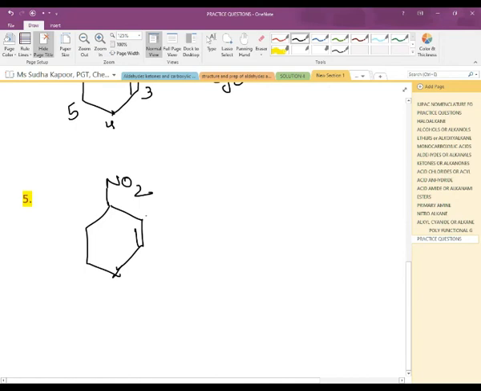The next example, a cyclohexane ring with the NO2. NO2 is the prefix part known as nitro. So double bond gets the preference over the nitro group. So it will be known as 3-nitrocyclohexene.